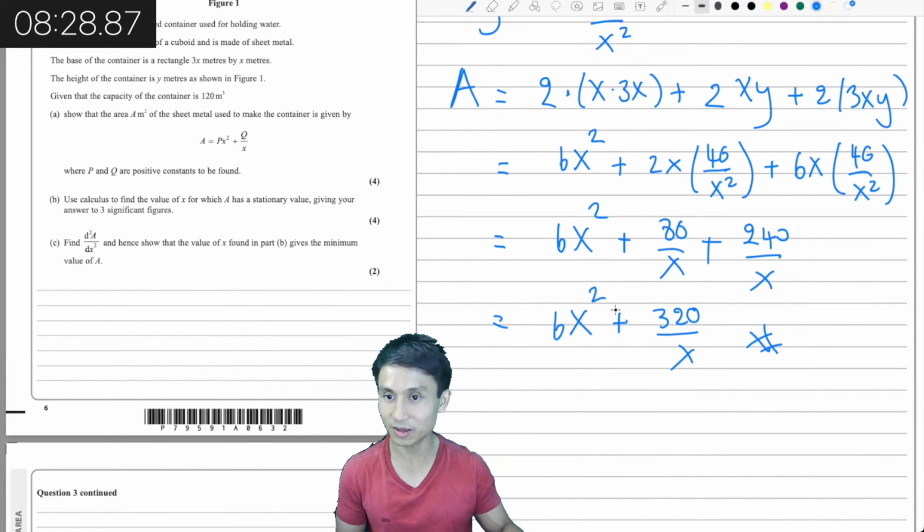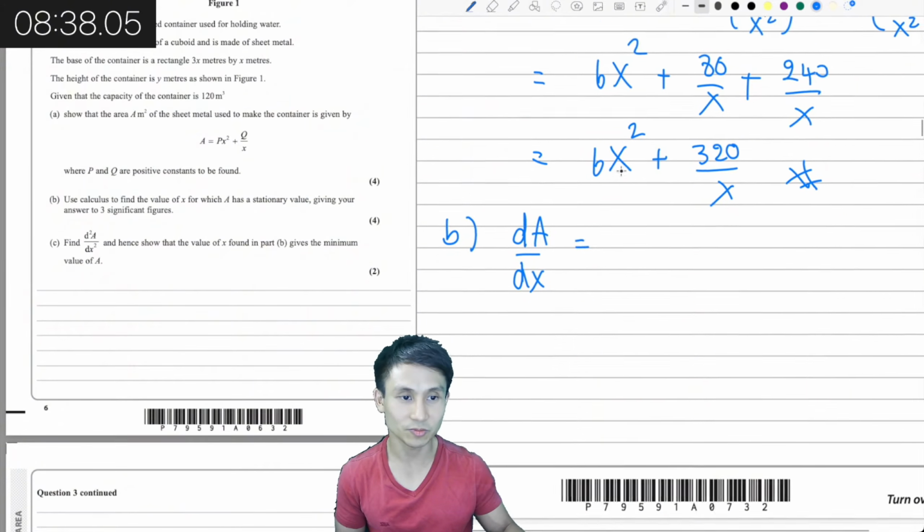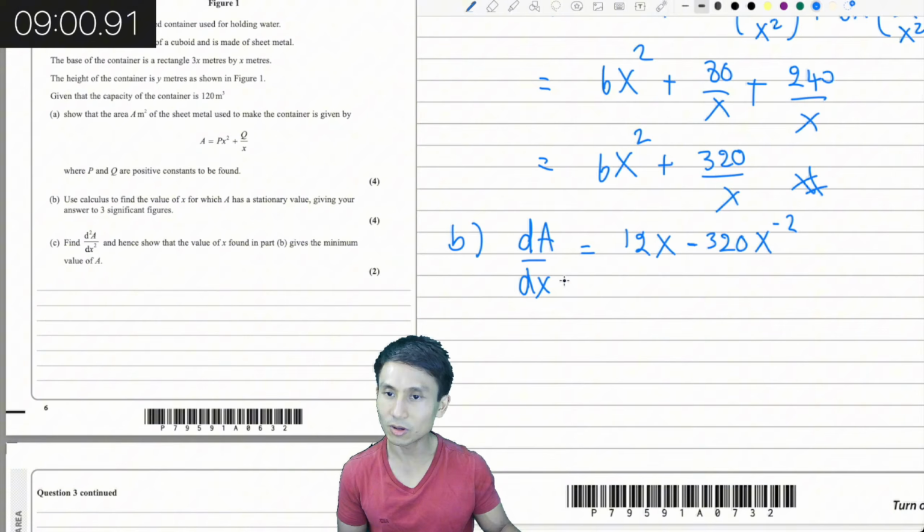stationary value. So in P2, that is done by differentiating A. So dA by dx is equal to, differentiating x squared, we get 12x. Differentiating this, it is x to the minus 1, so imagine x to the minus 1 is on the side of 320 here. So we bring the power down, we get minus 320, and the power minus 1, we get minus 2.